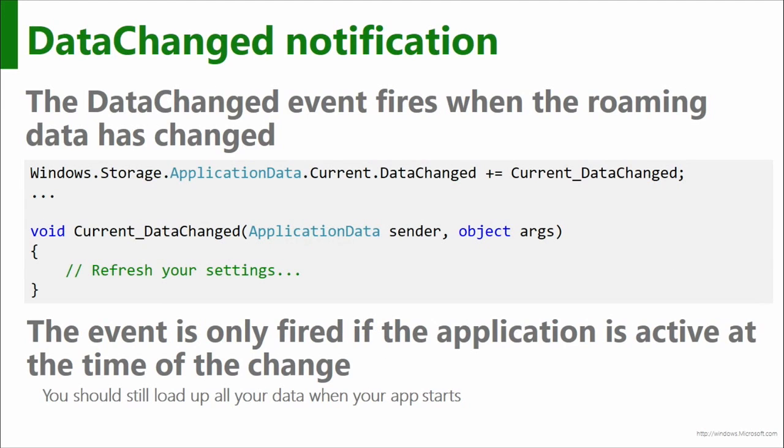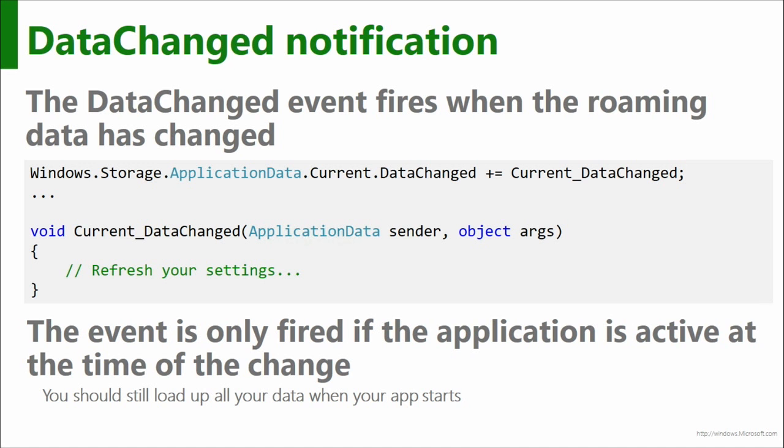Now, the other thing is that if you have a foreground app that is running and you would like to be notified whenever roaming data changes, this is for incoming changes from the cloud. There is an event on it, the Windows.Storage.ApplicationData.Current.DataChanged event. So you can get notified in your app, if it's a foreground app, that some settings have changed. It allows you to go off and reread the roaming settings dictionary or the roaming folder and have a look at what's changed.